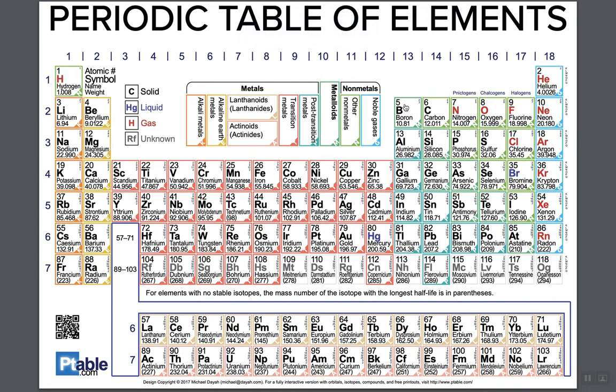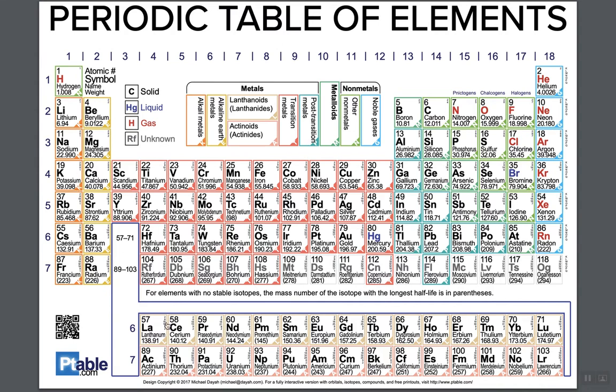Okay, let's take a look at the periodic table. This is a little bit more review on Chapter 5, the periodic table. Remember that the periodic table is arranged in periods and groups. Periods are rows on the periodic table, so you notice they're numbered 1, 2, 3, 4, 5, 6, 7.